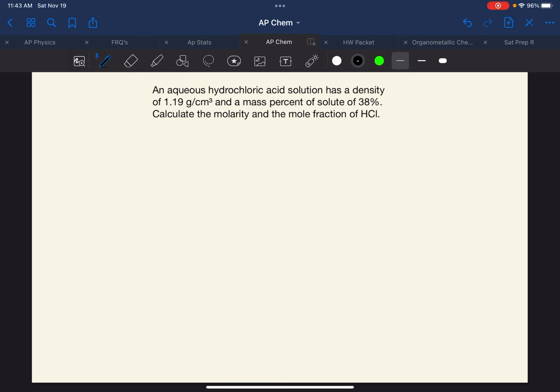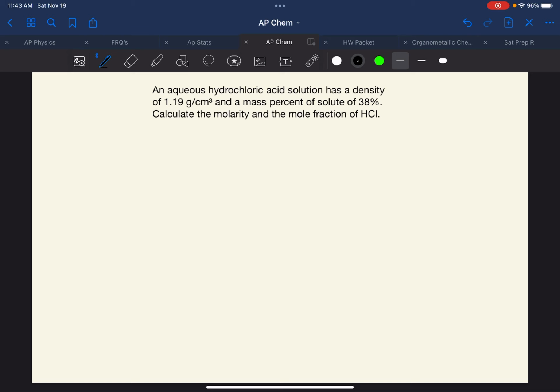So this problem says, an aqueous solution of hydrochloric acid has a density of 1.19 grams per centimeter cubed and a mass percent of the solute of 38%. Calculate the molarity and the mole fraction.